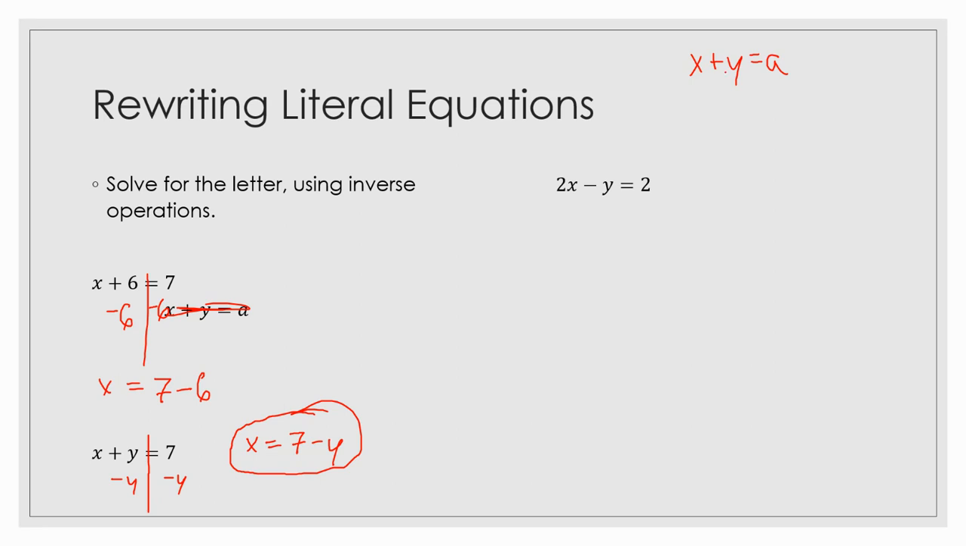What if we have x plus y equals a, and I ask you to solve for x? Go ahead and solve, put that in terms of x. You should have subtracted y on both sides, but since we can't combine anything, we just do x equals a minus y. Done.